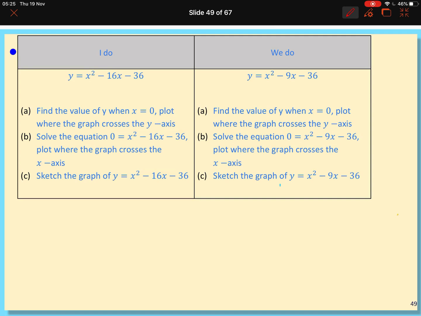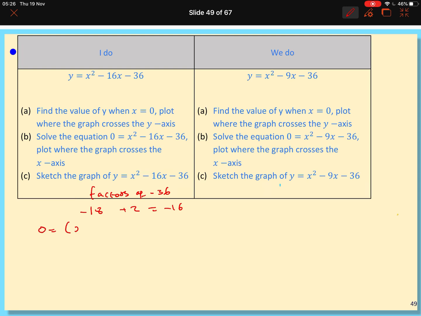All right, so we need to find the factors of negative 36 that, when they add together, we get negative 16. Looking at that, the negative factor is going to have to be bigger. Negative 36 has two factors, a positive one and a negative one, but the negative one is going to have to be bigger than the positive one. So let's think about the different combinations. There is negative 18 and positive 2, and that is correct. That is negative 16. So now we factorize it.